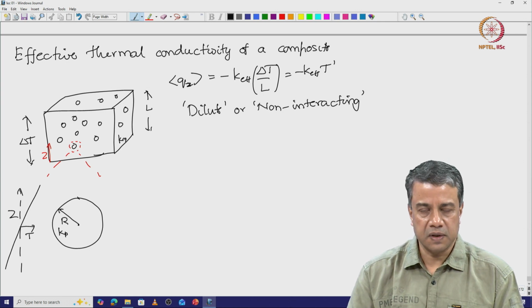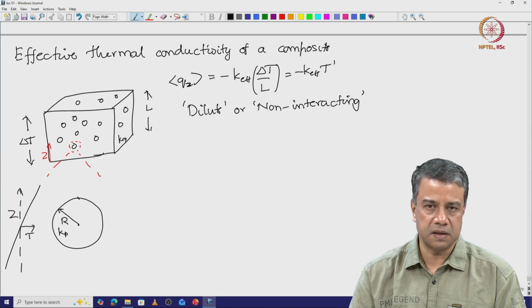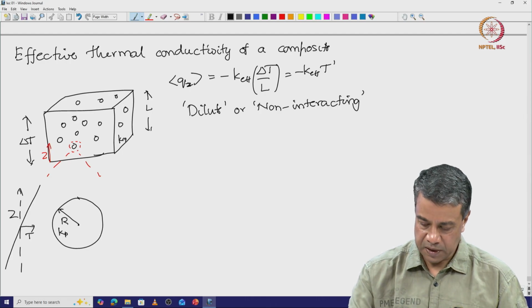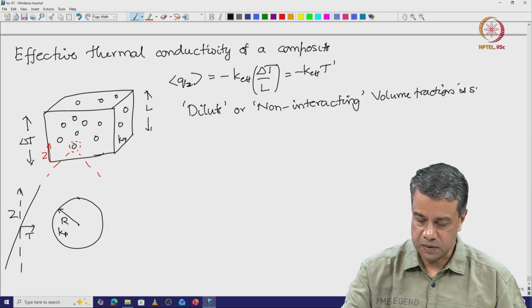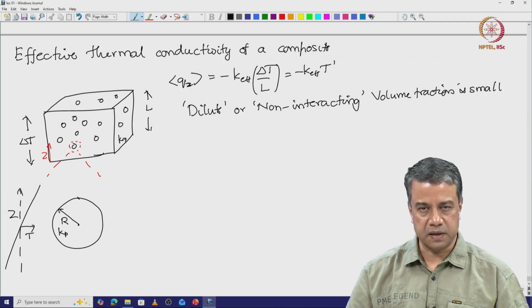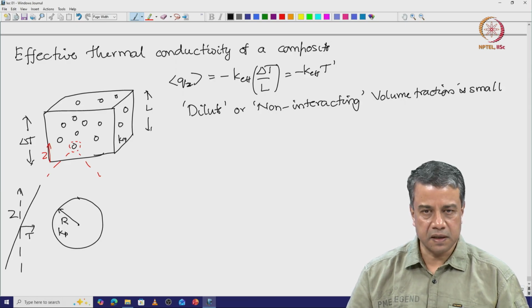This is valid only when the distance between particles is much larger than the radius of a particle, or if the volume fraction of the particle is small. So, therefore, the volume fraction is small. In this limit, this approximation is valid. So, basically we are considering a temperature field.